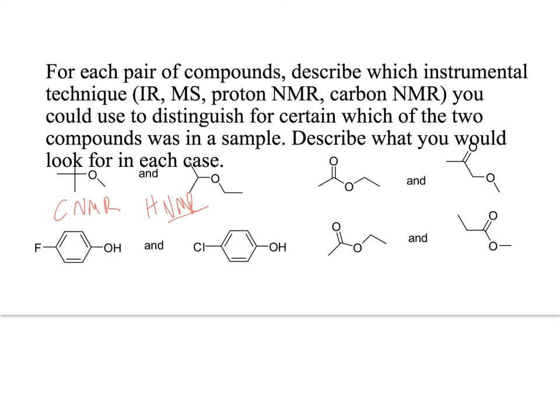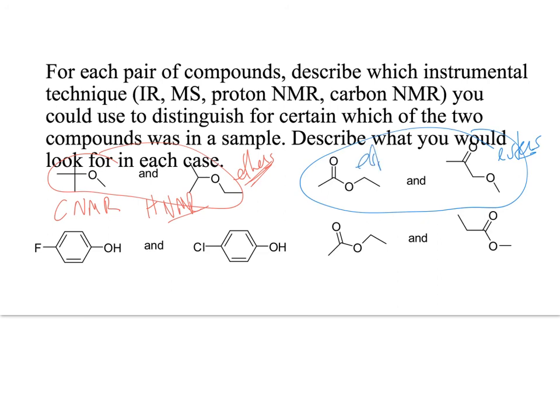This one here, they're both esters, so, and both ethers. These are both ethers. So since they have the same functional groups, you can't really use IR. Here, these are both esters. Well, actually, this is an ester, and this is a ketone and an ether. But the IR would be hard to tell because you got a carbonyl and similar. But you could do proton and carbon NMR. Your mass specs are going to look similar.